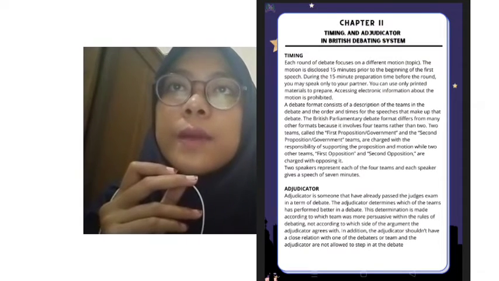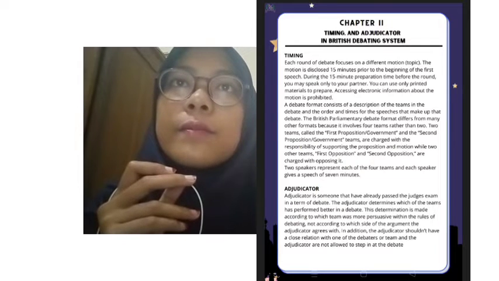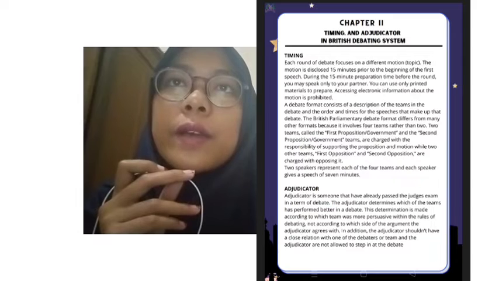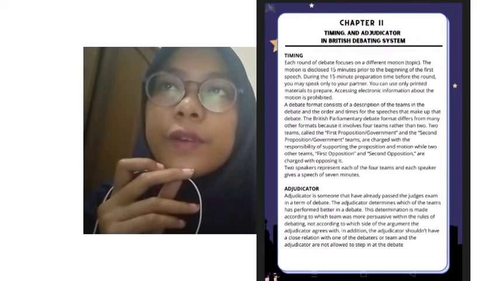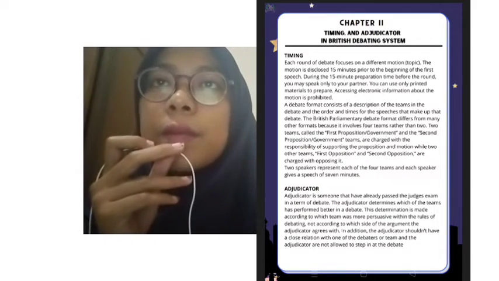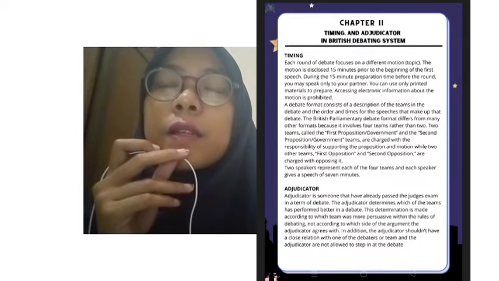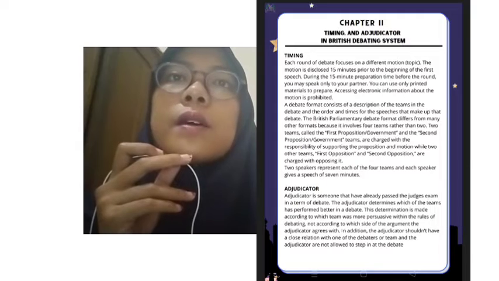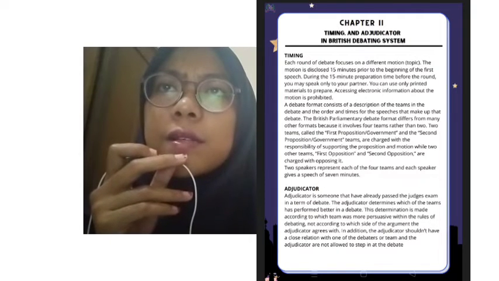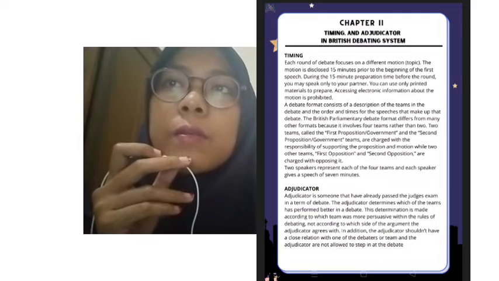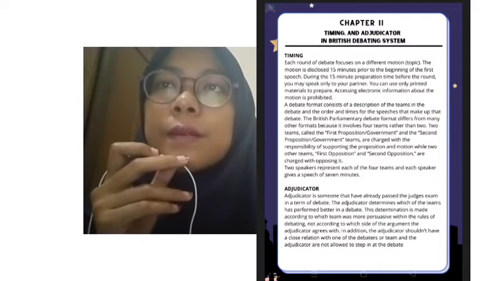The next is timing. Each round of debate focuses on a different motion. The motion is disclosed 15 seconds prior to the beginning of the first speech. During the 50-minute preparation time before the round, you may speak only to your partner. You can use only printed materials to prepare, and accessing electronic information about the motion is prohibited.